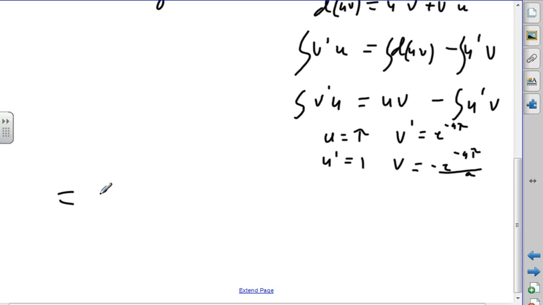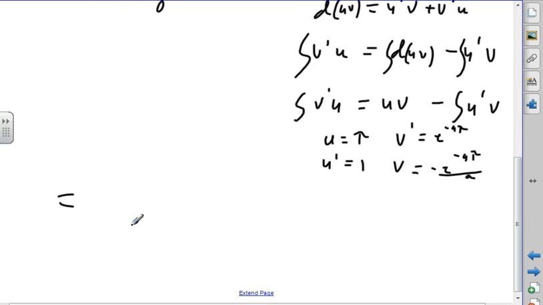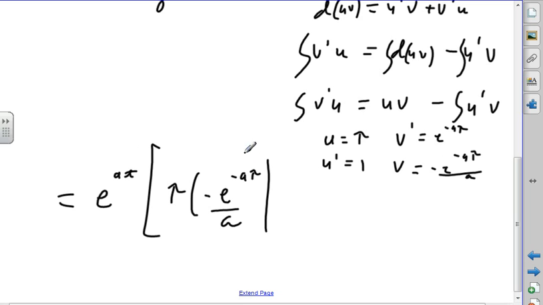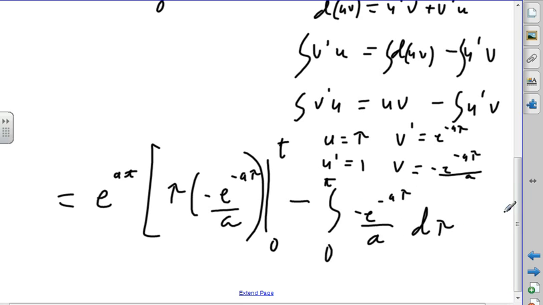Okay, so I'm going to have e to the a t times u, which is tau, v, which is minus e to the minus a tau over a, evaluated at 0 and t, minus integral 0 to t of, he's 1, and this guy is going to be minus e to the minus a tau over a d tau.